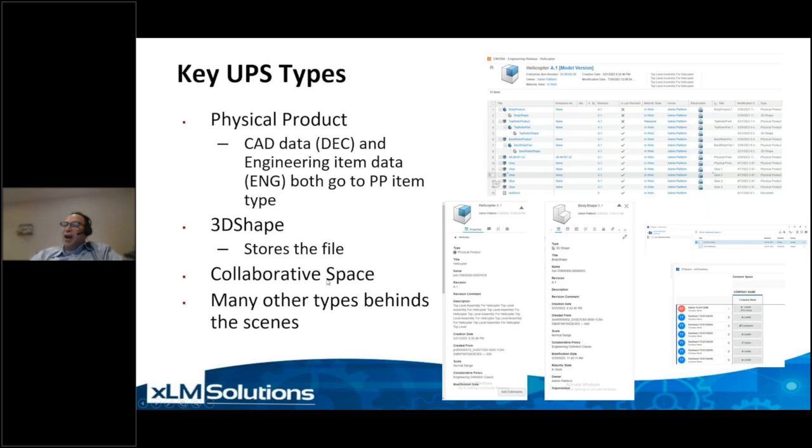We have collaborative spaces. You may be using collaborative spaces already, but a collaborative space is a way to group or control security around files in the platform. And here's a way to visualize a collaborative space and users and security around it. There are many other types behind the scenes and even in the forefront, but these are the key types we'll be dealing with today.